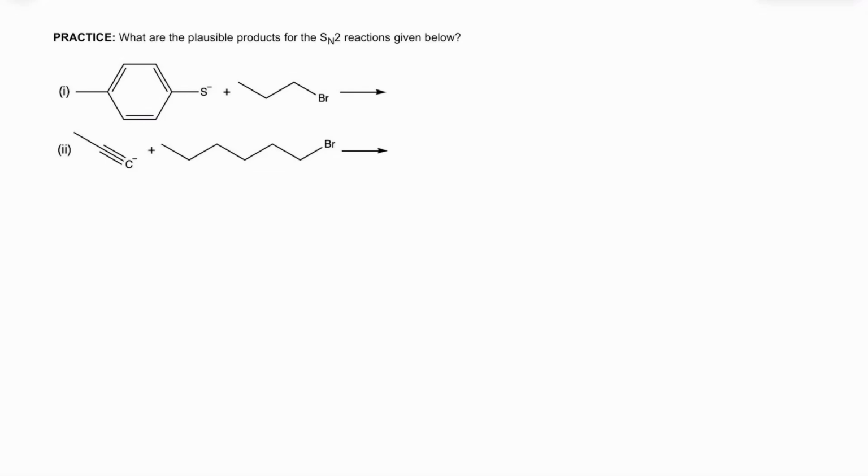Hello everyone, let's solve this problem. What are the plausible products for the SN2 reactions given below? So before we start, let's review the key characteristics of the SN2 reaction.